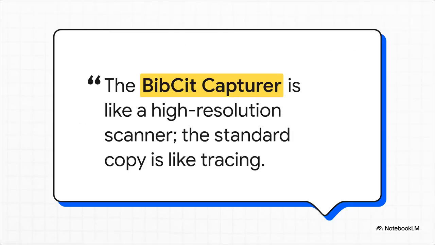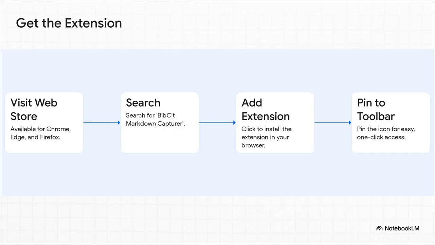And honestly, this is the perfect way to think about why that extension is so important. Using that standard copy button on ChatGPT is like tracing. You'll get the rough shape, but you lose all the important, fine details. The BibCit extension, on the other hand, is like a high-res scanner. It captures the original digital blueprint with 100% accuracy. And don't worry, getting it is incredibly simple. It's available on the web stores for all the major browsers. Chrome, Edge, Firefox, you name it. Just search for BibCit Markdown Capturer, click Add Extension, and you're pretty much set. Pro tip, pin it to your toolbar so it's always just one click away.